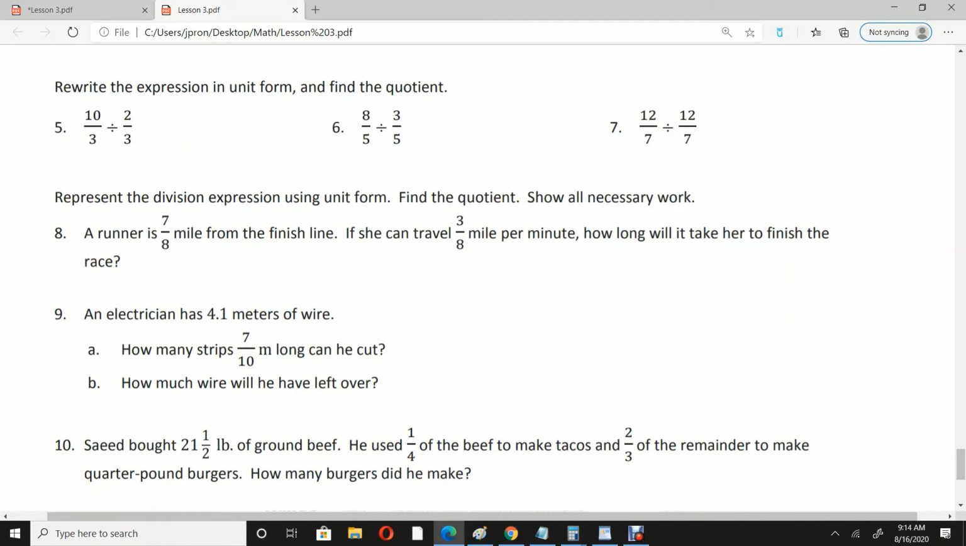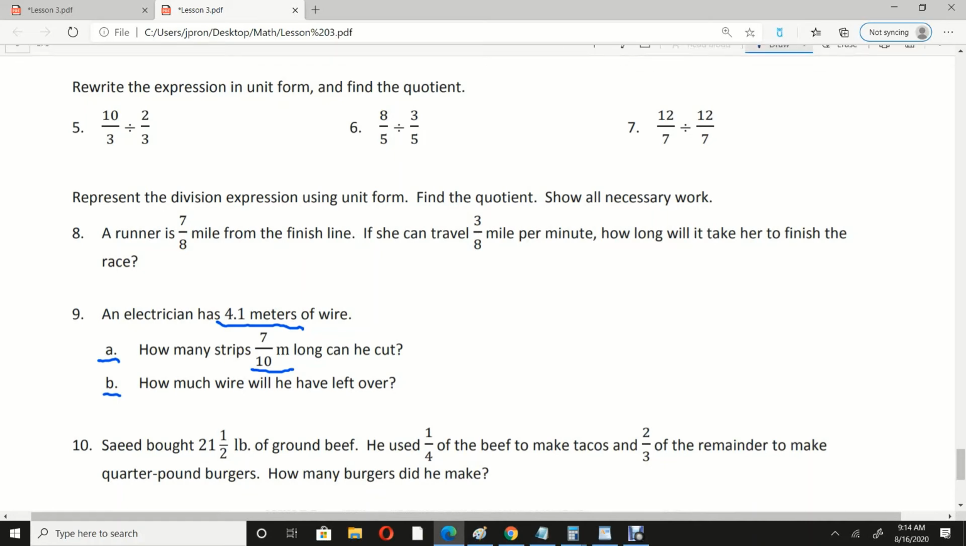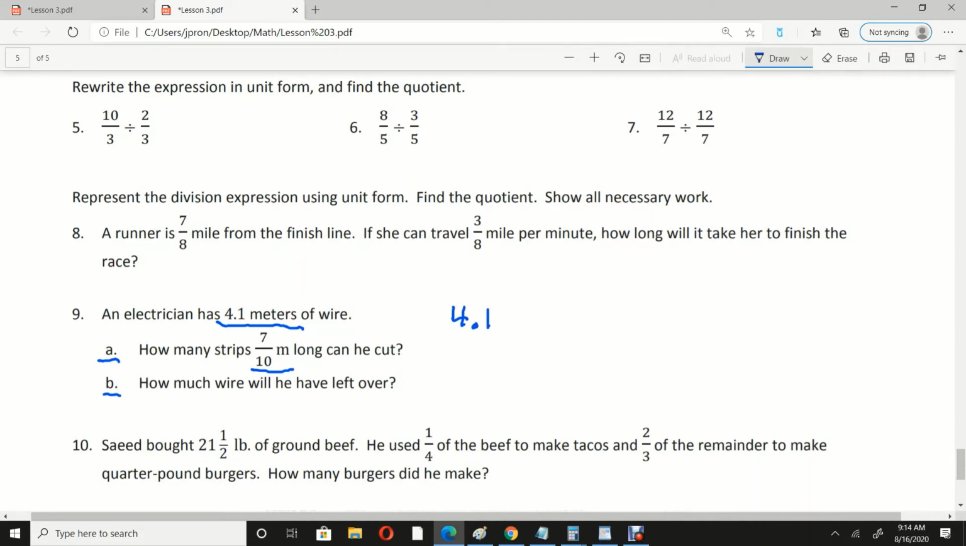All right. So an electrician has 4.1 meters of wire, and I have my pencil. So 4.1 meters of wire. So the first part here, how many strips can be cut? If we cut in 7/10 meter long strips, how much wire will he have left over? Okay, so it's a division problem again. So we have 4.1 meters of wire, and we're dividing it into sections of 7/10. All right, so look, what has this lesson been about? It's been about dividing fractions with common denominators.